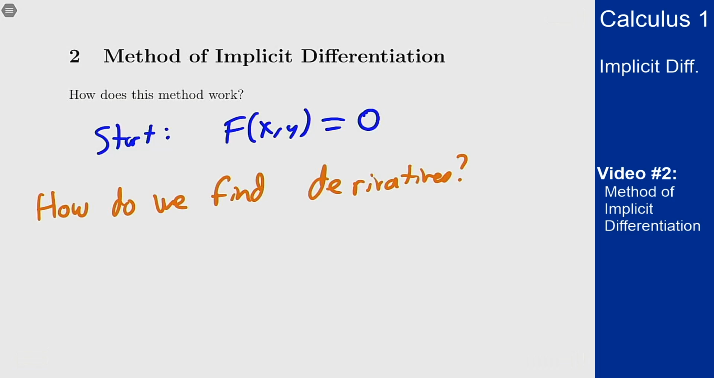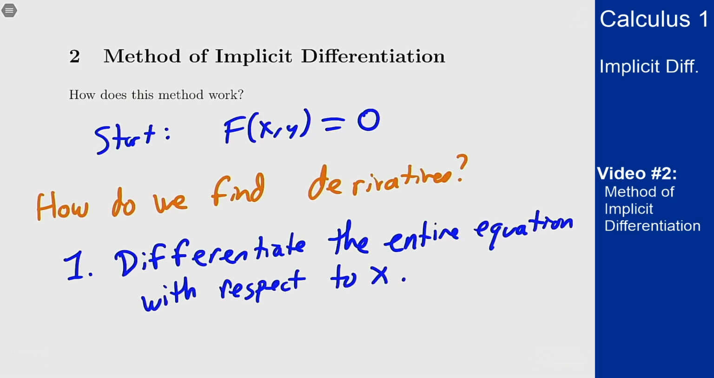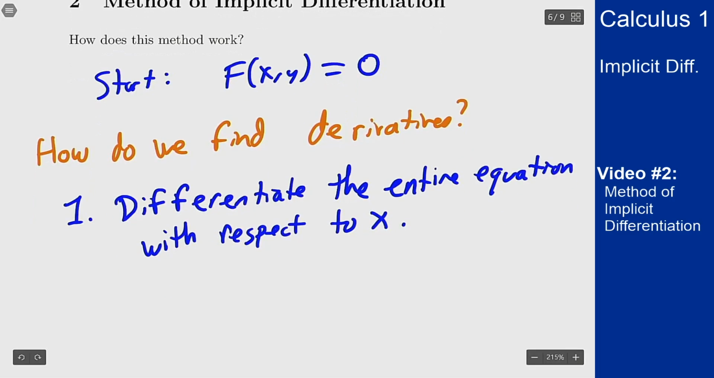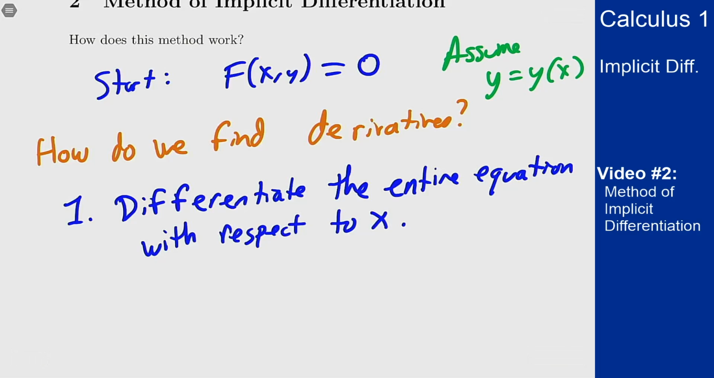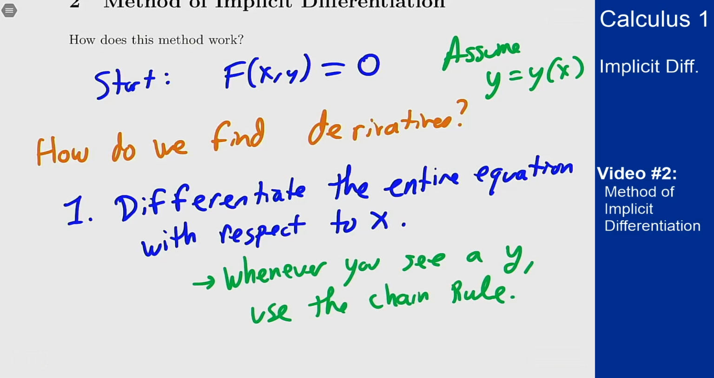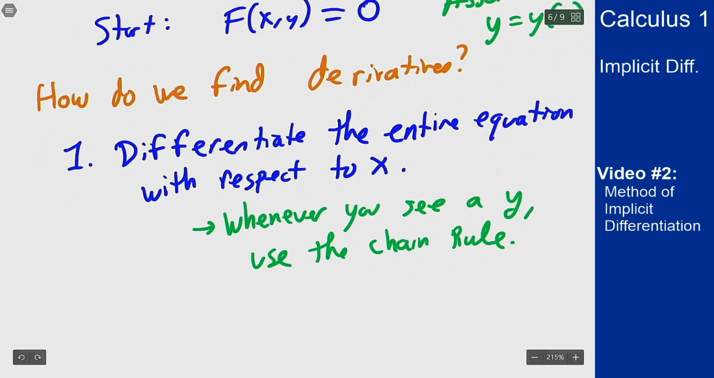Well, step one is you differentiate the entire equation with respect to x. Things to be careful of here. Whenever you see a y show up in your problem, that's a chain rule derivative because you're assuming that y can be written as a function of x. Whenever you see a y, you need to use the chain rule. Something else to be wary of is products and quotients. Make sure the quotient rule or product rule is applied appropriately whenever it's needed.